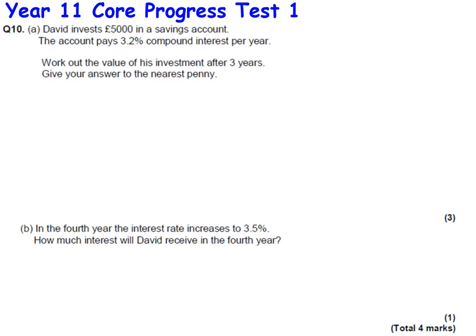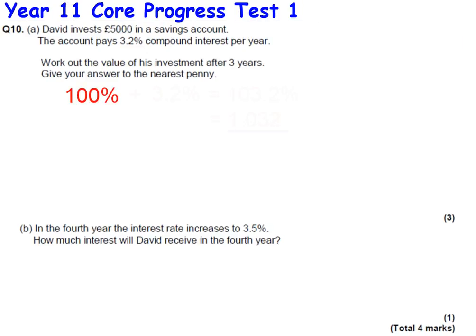First we look at the percentage. Now it says that the interest they'll earn every year will be 3.2%. Now we need to start off with 100%. Now as 3.2% interest is a percentage increase, we need to add this to the original amount, which is 100%, and this gives us 103.2%. Now 103.2% as a multiplier is 1.032. Once we've found the multiplier, the rest of it becomes quite straightforward.